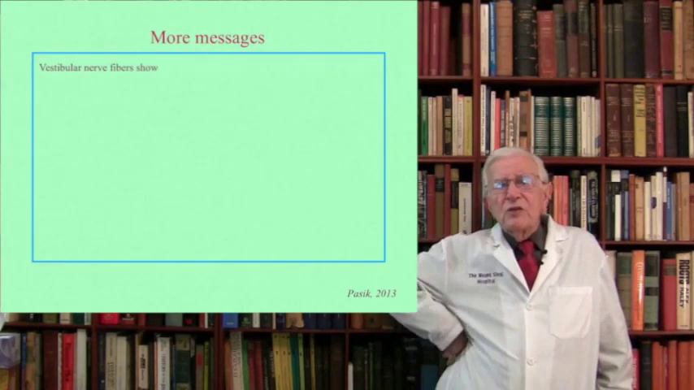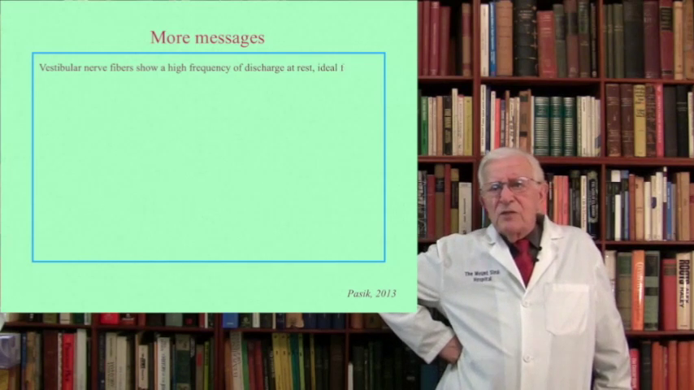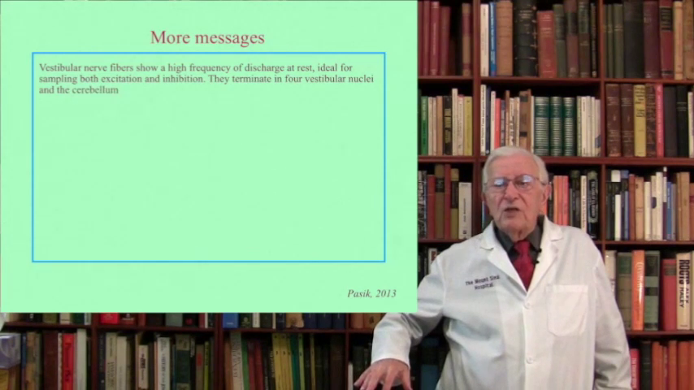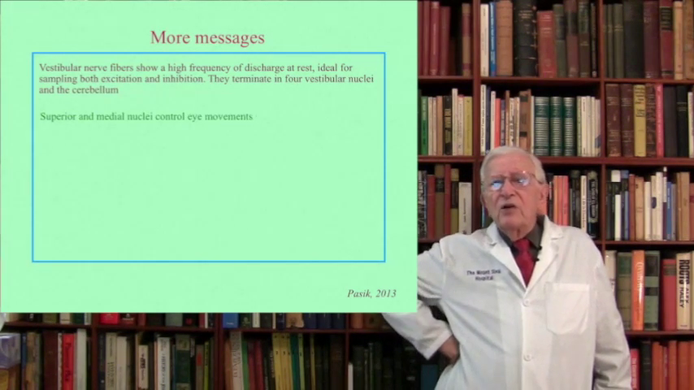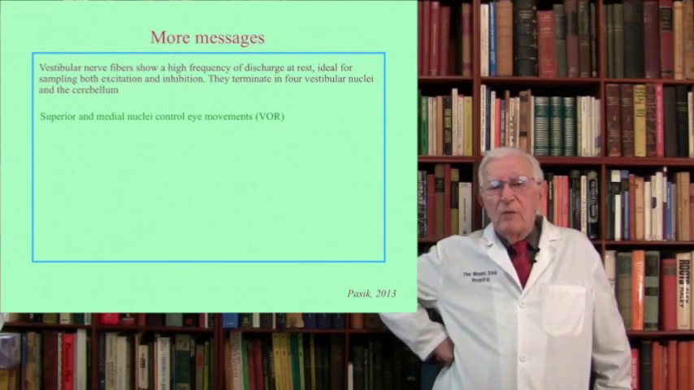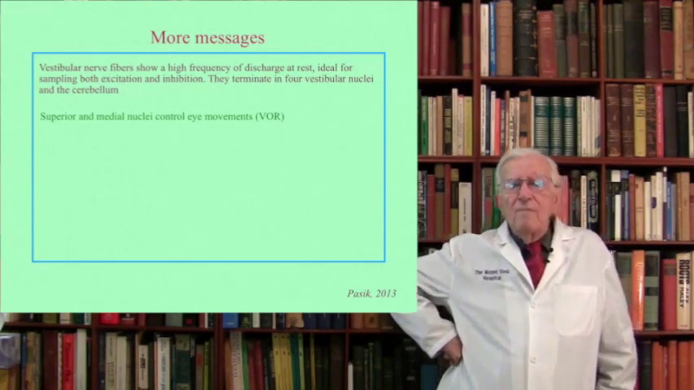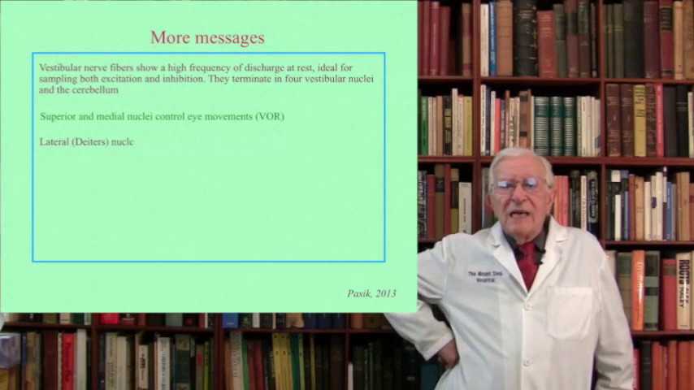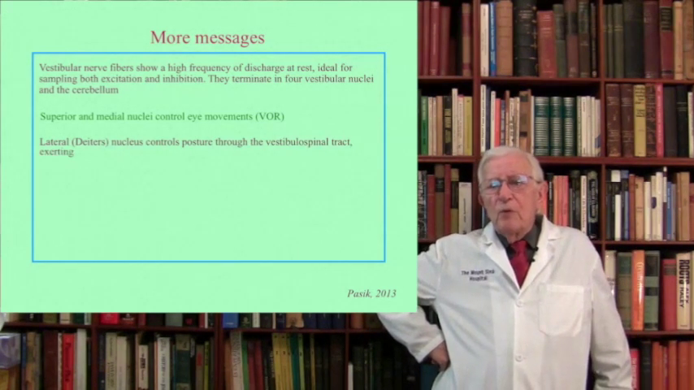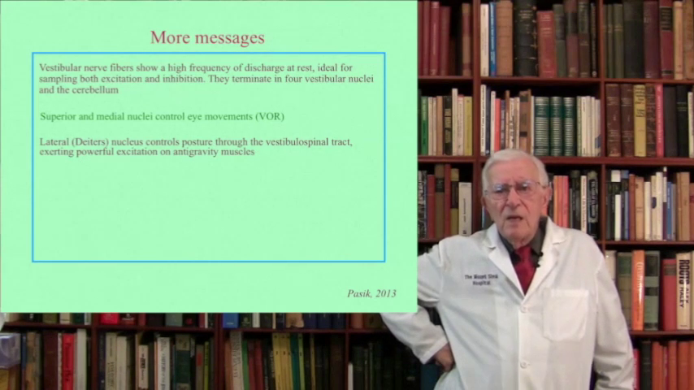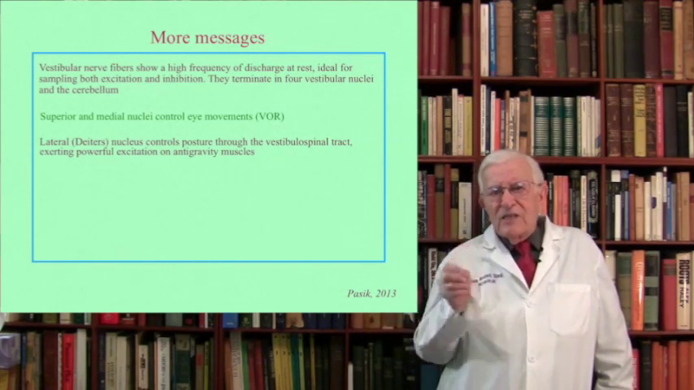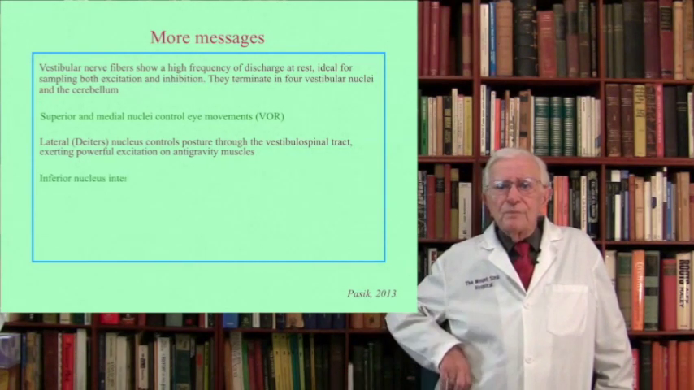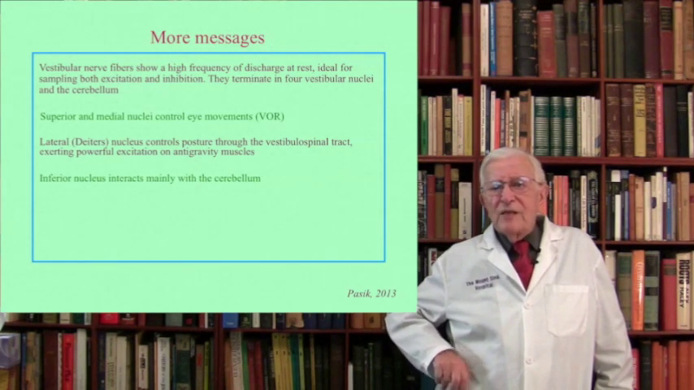The last messages: the vestibular nerve fibers show a high frequency of discharge at rest, which is ideal to sample both excitation and inhibition. They terminate in 4 vestibular nuclei and in the cerebellum. The superior and medial nuclei control eye movements, the VOR. The lateral vestibular nucleus controls posture through the vestibulospinal tract that exerts powerful excitation on anti-gravity muscles. The inferior nucleus interacts mainly with the cerebellum.